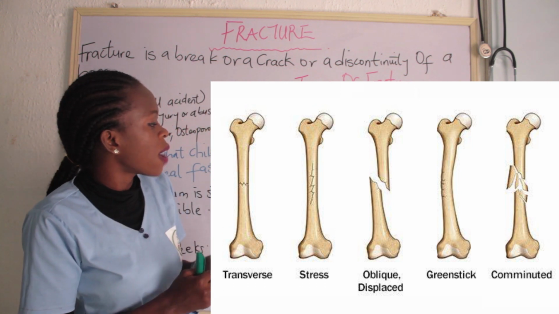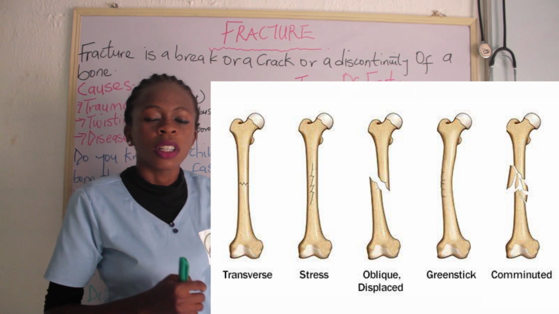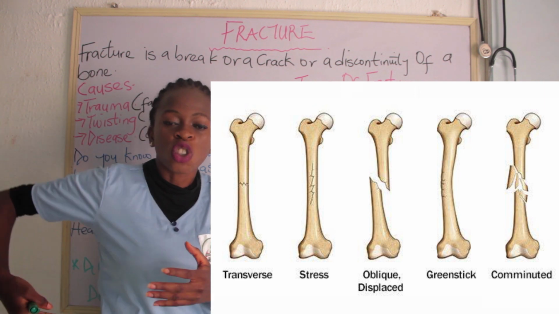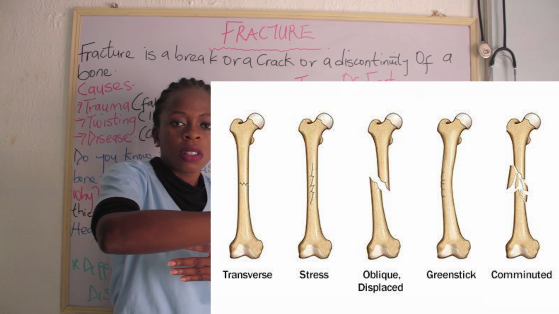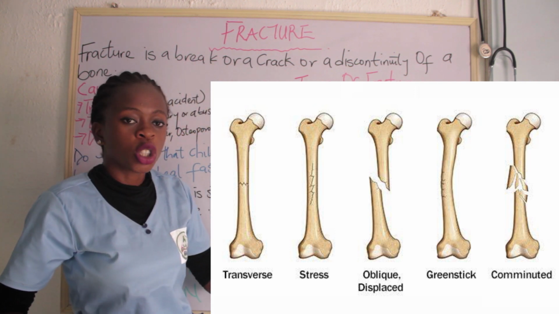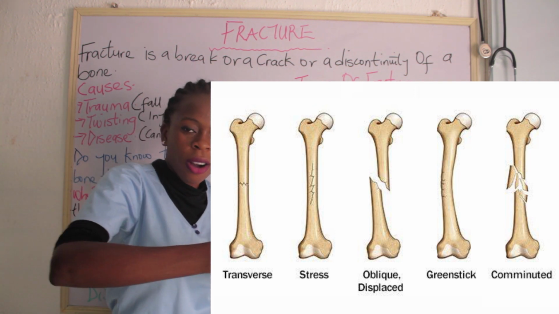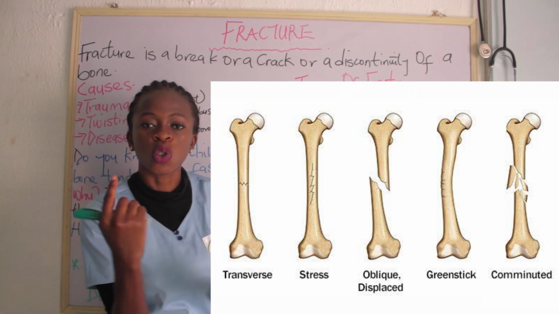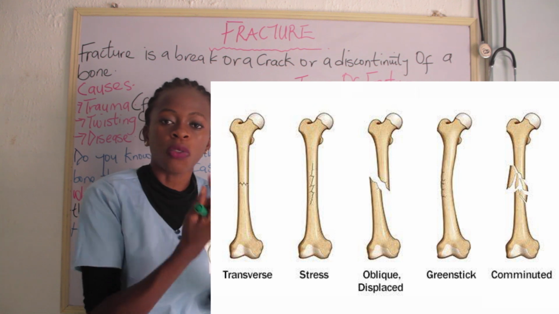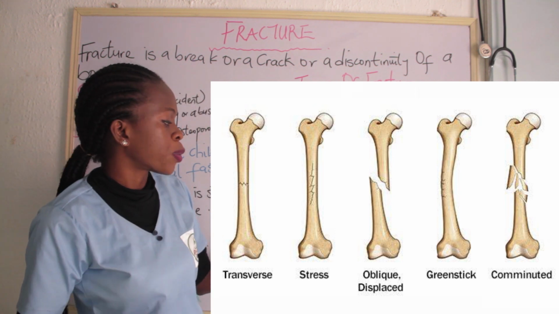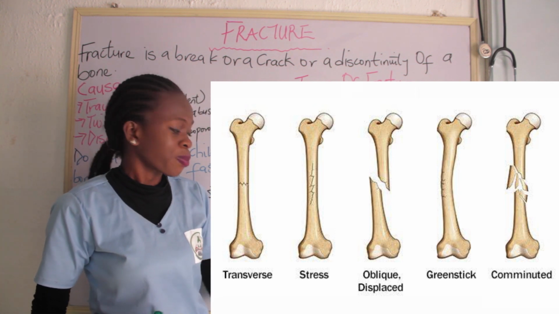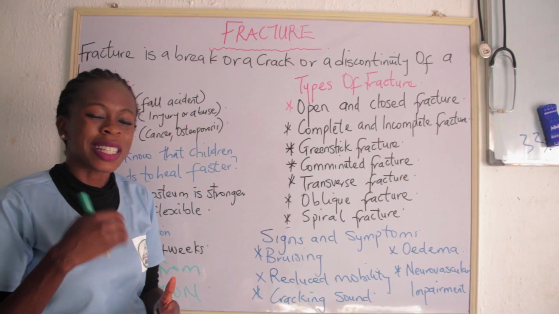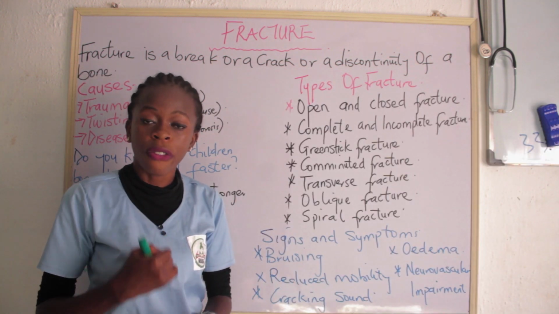Then in order, we have the transverse fracture. In transverse fracture, there's a straight line cut. In oblique fracture, there is an oblique cut. The pictures are showing on your screen that the spiral fracture is like a twisting. There's a twisting of the bone that results in what? Spiral fracture.